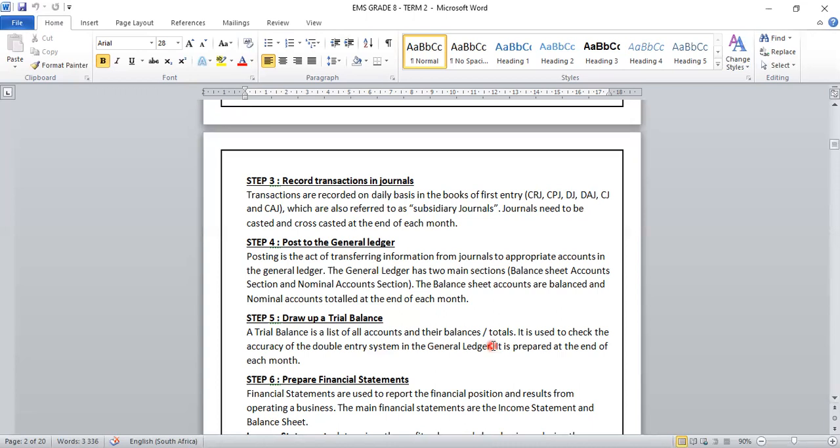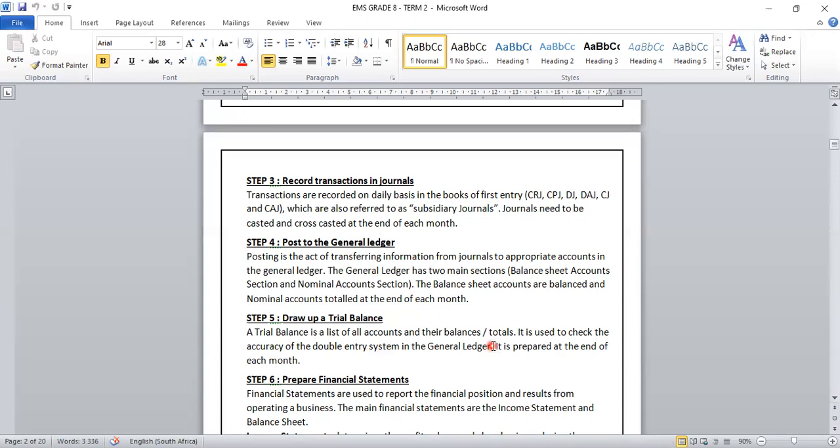In our previous lesson, we learned about double entry, which basically means that for every financial transaction, there are at least 2 accounts that are affected. Therefore, for every debit, there will be a credit, or for every credit, there will be a debit.